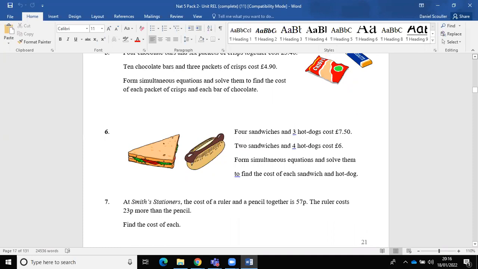Okay, so very similar, just with different items. 4 sandwiches and 3 hot dogs cost £7.50. 2 sandwiches and 4 hot dogs cost £6. Form simultaneous equations and solve them to find the cost of each.